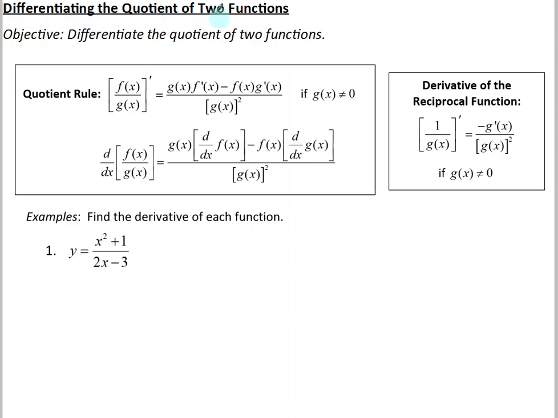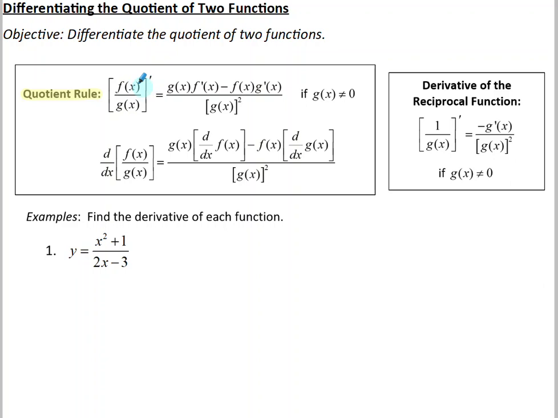Differentiating the quotient of two functions. Our objective in this lesson is to differentiate the quotient of two functions. Now, just like when we try to take the derivative of a product and we need a special rule, the product rule, when we are taking the derivative of a quotient, we also need a special rule, the quotient rule.